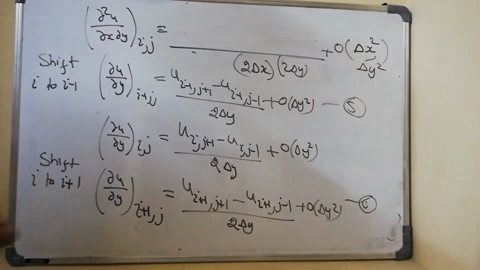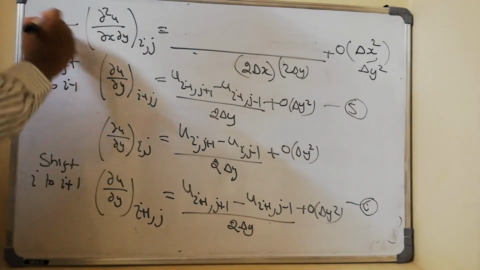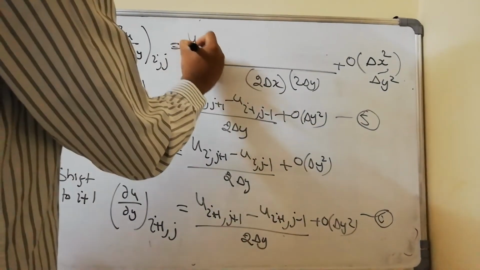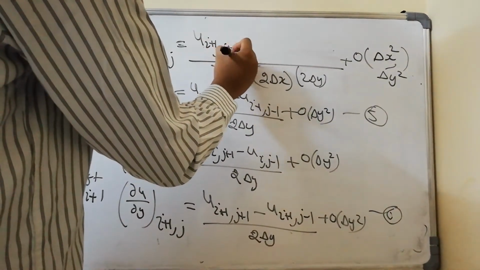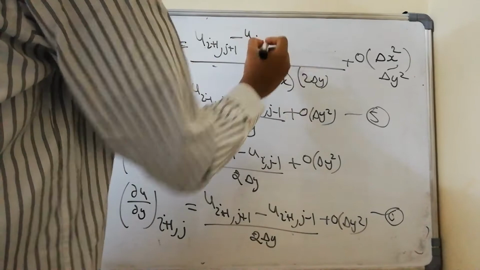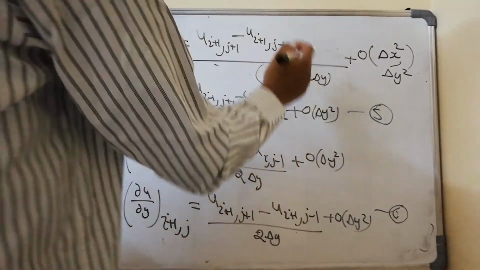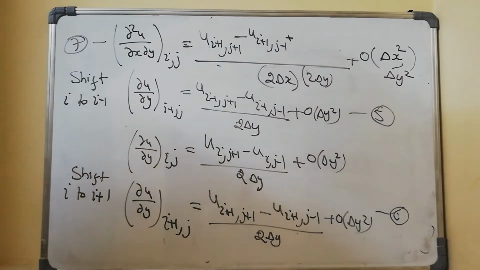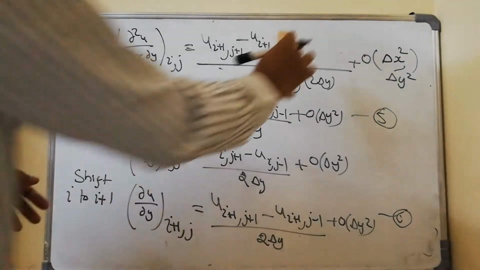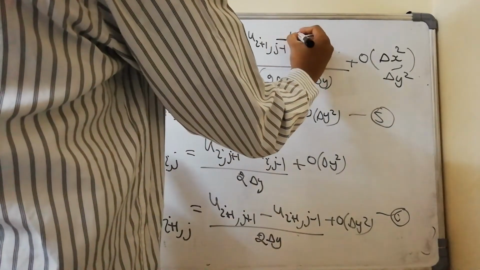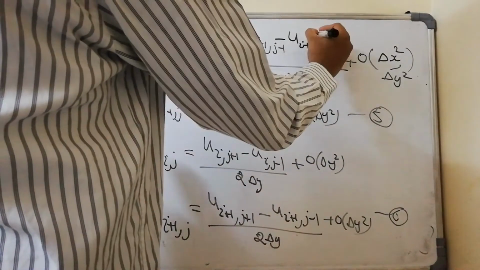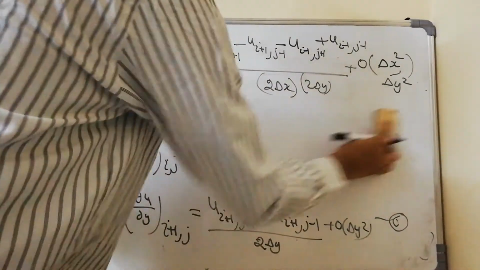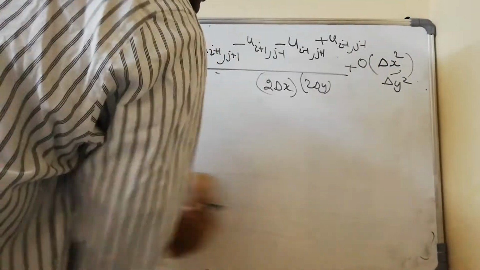If I substitute this in my equation, what do I get? This is 7. If I substitute 5 and 6 in 7, what do I get? This is the first term I have: u(i+1, j+1) minus u(i+1, j-1), and these two terms as it is, plus, is it minus or plus? Check the equation that I got. Yeah, it's minus. So if I do a minus here, I get minus u(i-1, j+1), minus of minus, plus u(i-1, j-1). This is the final equation for the mixed derivative, and it is second order accurate in both x and y direction.